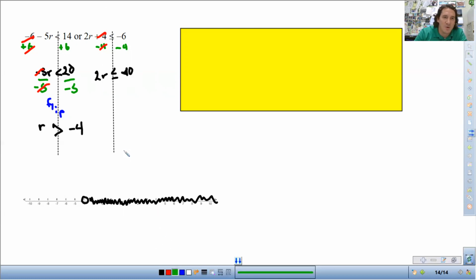Last step, I'm going to divide by 2. I do not need to flip the inequality because I divided by a positive 2. So negative 10 divided by positive 2 is negative 5. So I need to put a closed circle at negative 5 because it has a line underneath it and shade to the left.